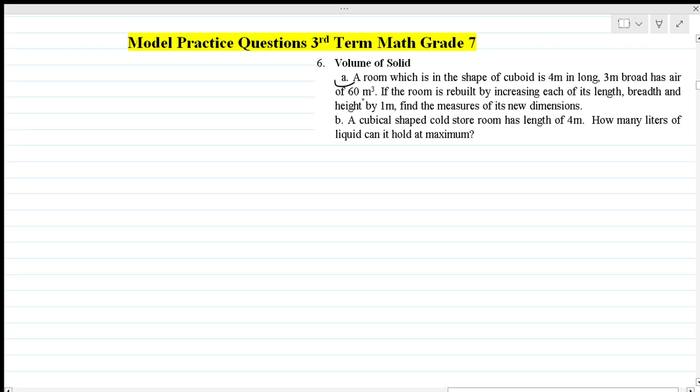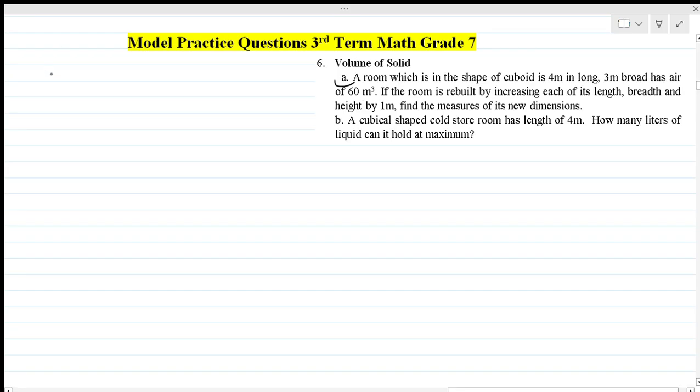First question: a room which is in the shape of a cuboid is 4 meter long, 3 meter broad, and has 60 meter cube of air contained inside of it. If the room is rebuilt by increasing each of its length, breadth, and height by 1 meter, find the measures of its new dimensions. First, we are given the length and breadth of the room, and the height is not given, so we have to find it first. It says this room contains 60 meter cube of air. It means that is the volume of the room, right?